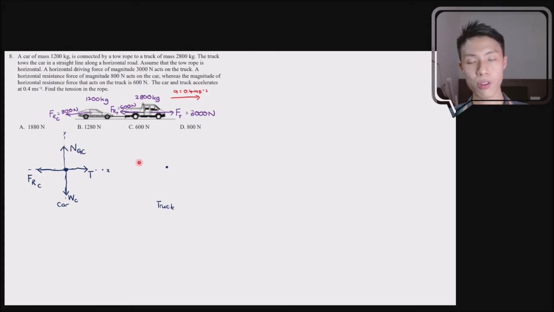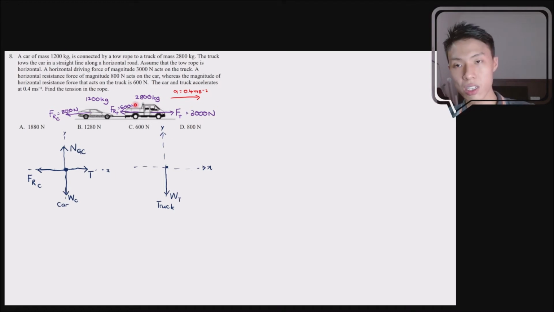Let's move on to the free body diagram of the truck. Again, we know that we need to draw our axis, x and y. Let's do that. Let's continue to ask ourselves the questions. Does the truck have mass or not? Yes, it has mass, therefore it will have weight, and we call it the weight of the truck. Next, is the truck connected to any rope, strings, or cables? Yes, the truck is definitely connected to a rope over here, so the tension should be away from the truck along the rope, so it's pointing to the left.